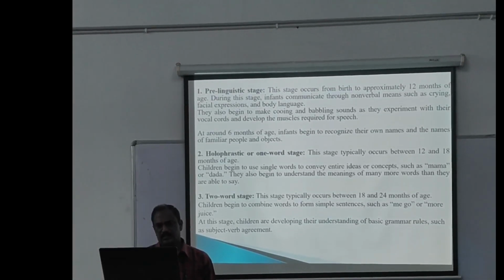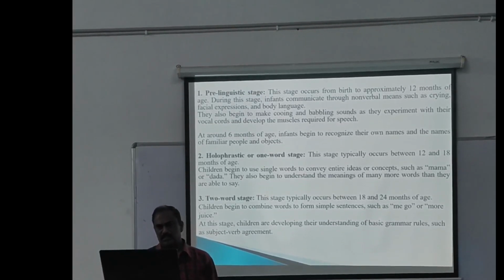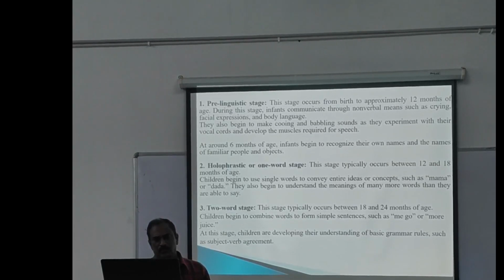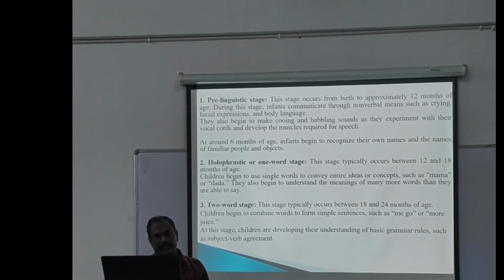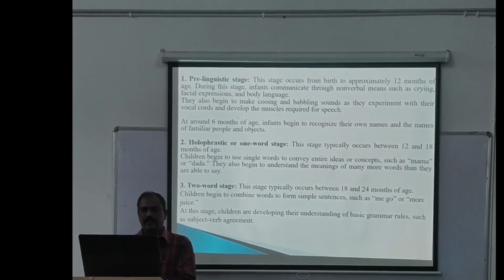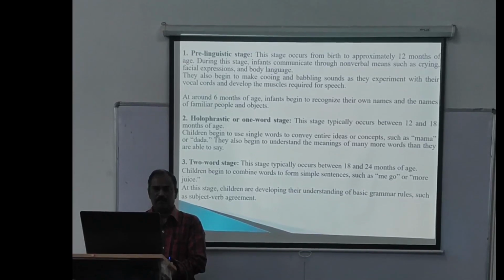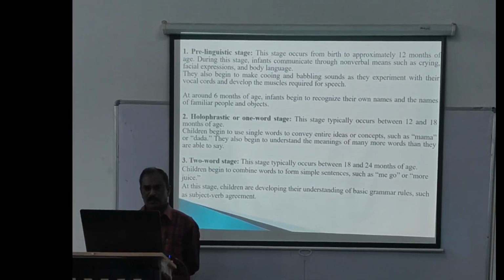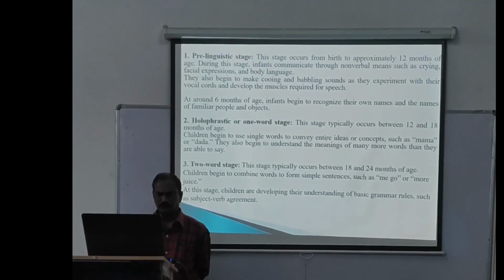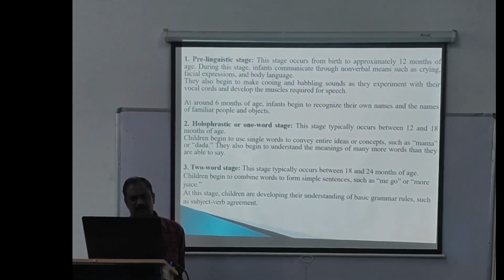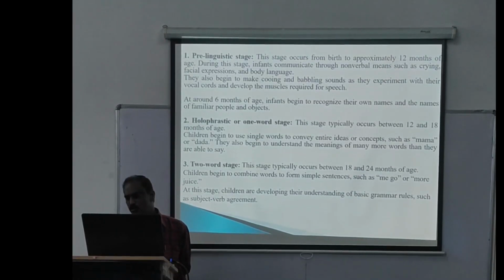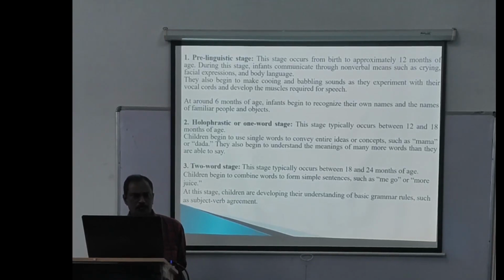So the second stage is the holophrastic stage, or one-word stage. This stage typically occurs between 12 to 18 months of age. Children begin to use single words to convey entire ideas or concepts, such as mama, dada. They also begin to understand the meaning of many more words than they are able to say. The two-word stage typically occurs between 18 to 24 months of age. Children begin to combine words to form simple sentences such as me go, more juice, more scoops of ice cream, like that.